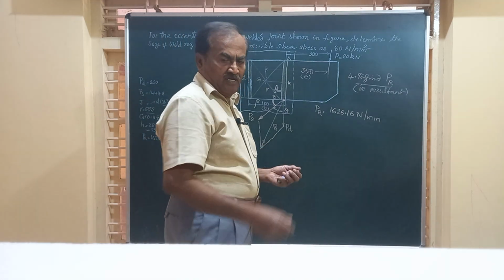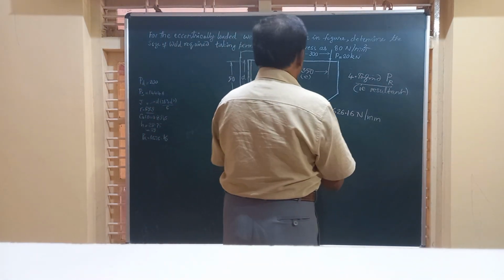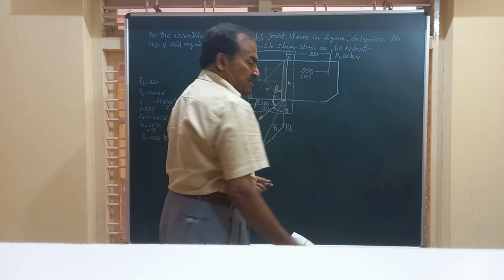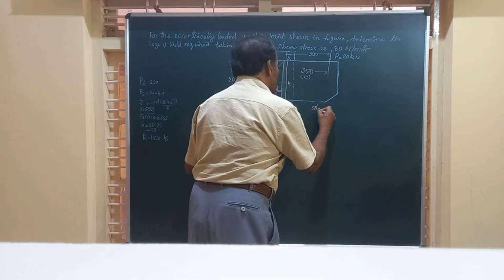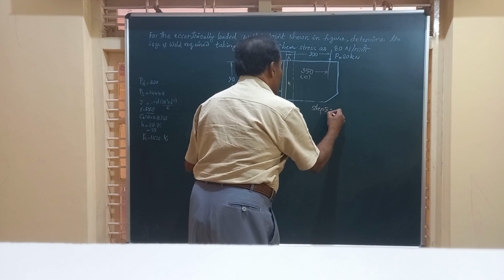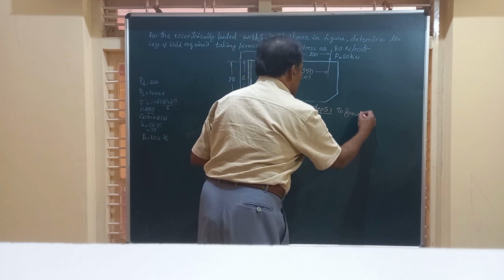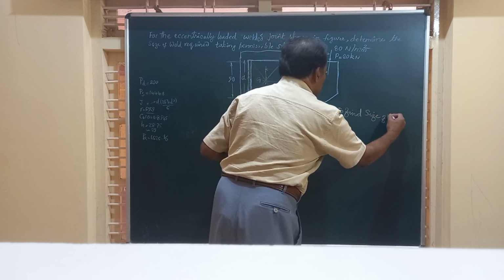Finally, friends, we will move on to the final step. That is step number 5, to find the size of the weld. The size of the weld is small h.